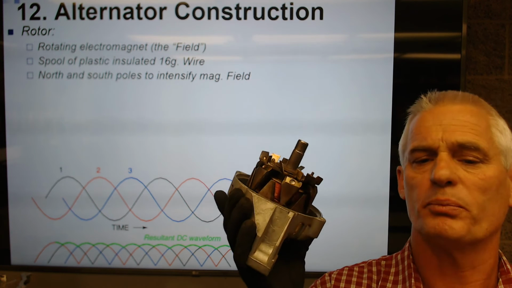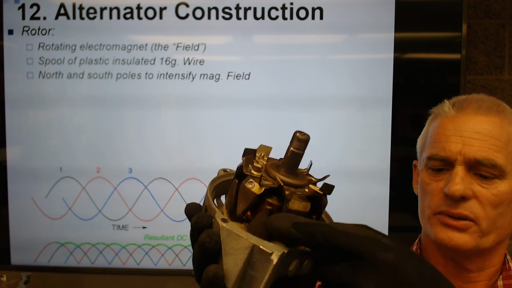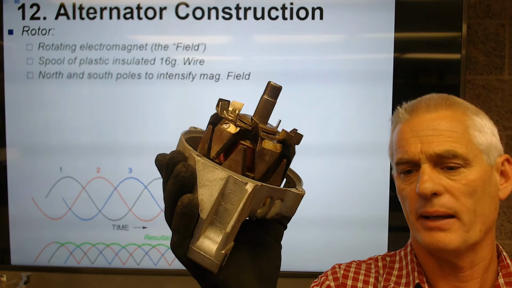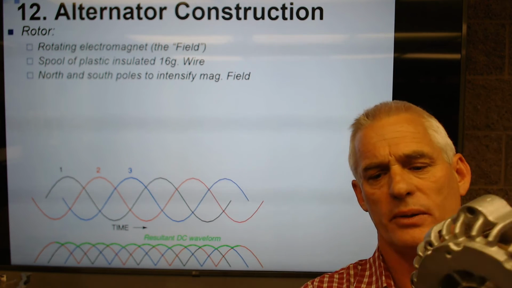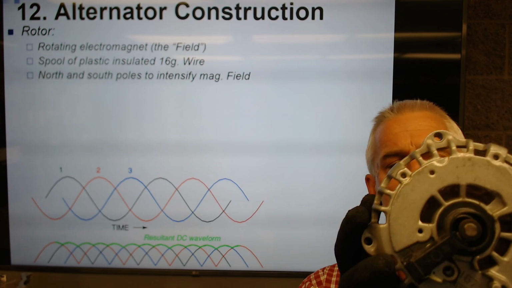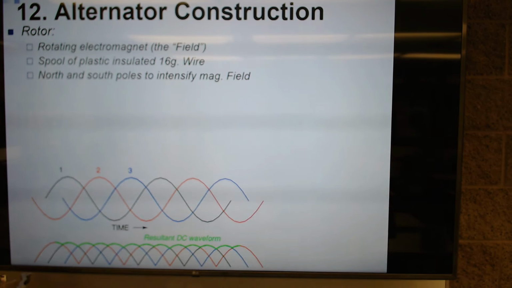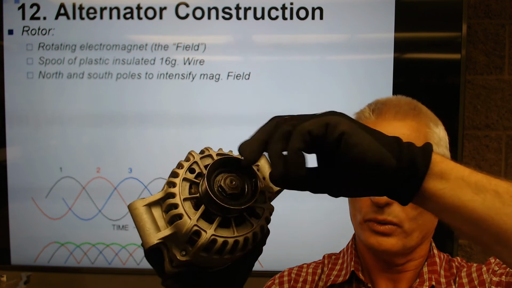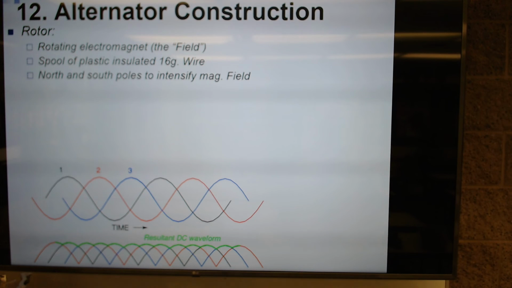So like it says, you got a spool of plastic insulated 16 gauge wire. There are north and south poles, so these are north and south poles to intensify the magnetic field and kind of set the magnetic field up. And it spins in a housing with a bearing back here. You can't see the bearing on this one. And on the other end, it's supported at the front by a larger bearing. And the reason for the larger bearing is that that's where all the tension from the belt is pulling on. So that larger bearing is right behind this pulley in here, at the front of the alternator.